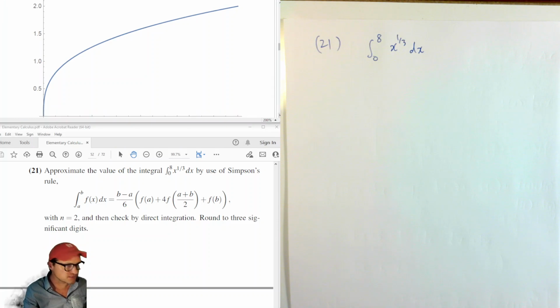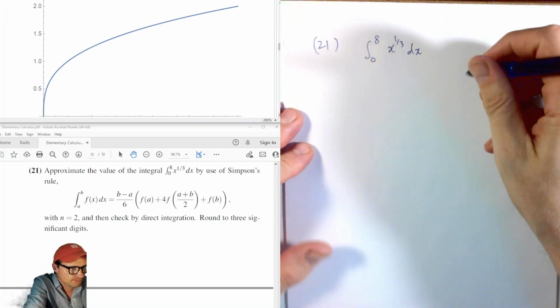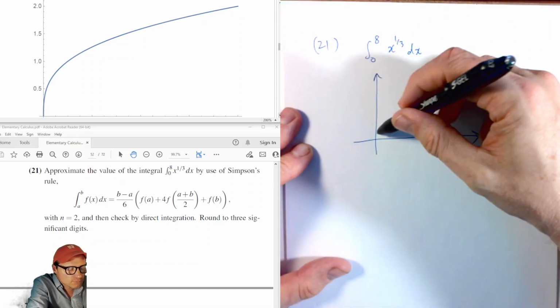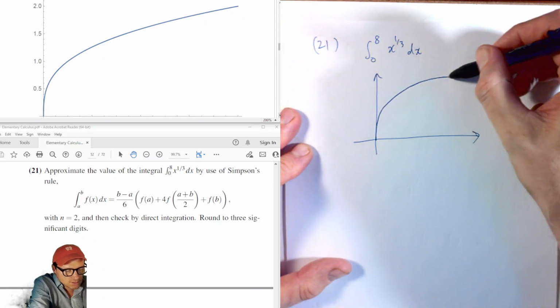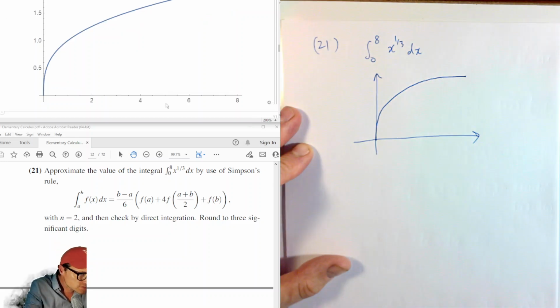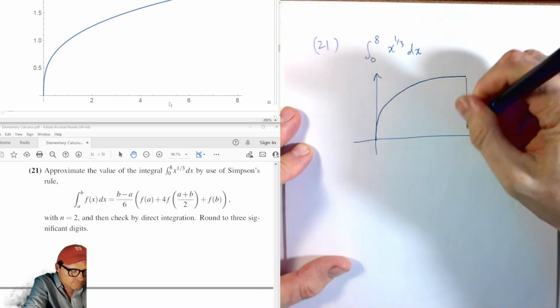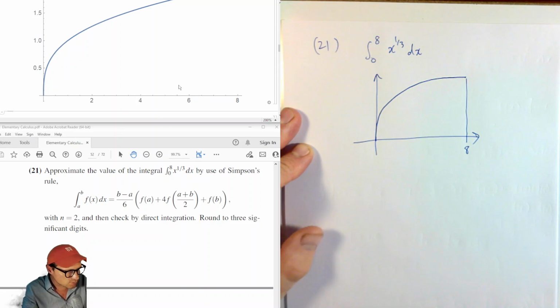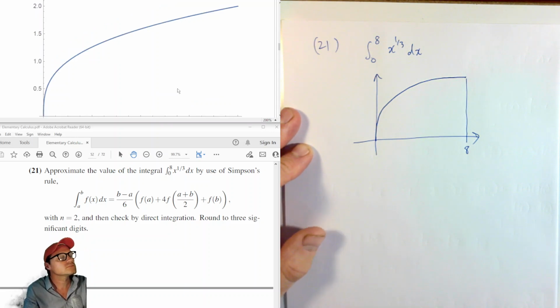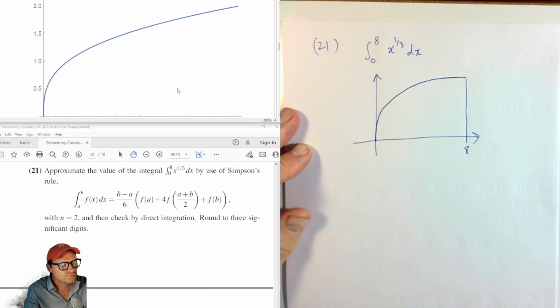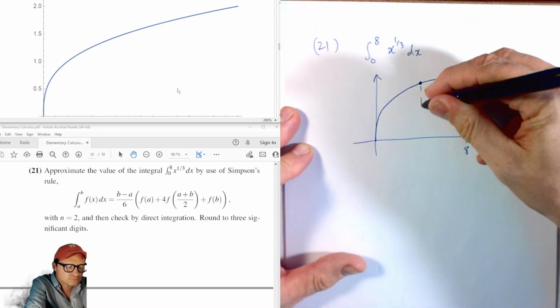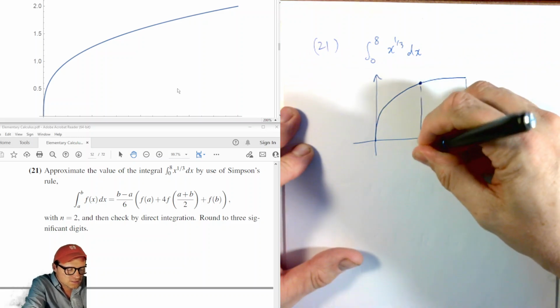Okay, so we have this. Okay, something like this from 0 to 8. Now, let's see, what is it saying here? N equals 2. So we're dividing this up into 2 parts, it looks like. So that would be 4 there.